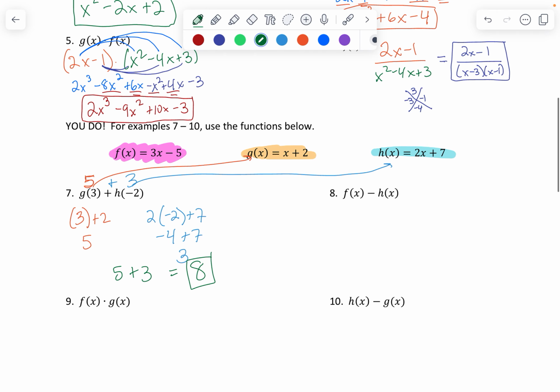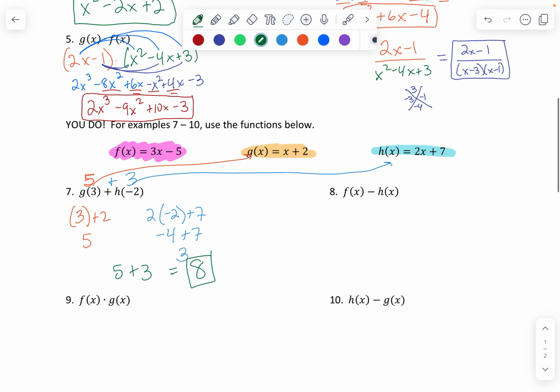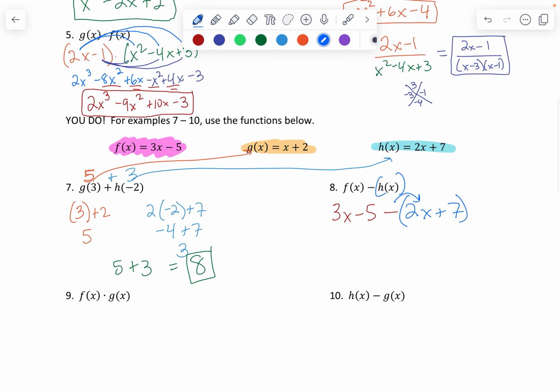Number 8, you were asked to subtract. So that one was like number 4. So if you do the f function, that was 3x minus 5, and then minus the h function. Just remember when you subtract, you have to put that second one in parentheses always because you're subtracting the whole thing, not just the first term. Distribute the negative, and then combine like terms. So 3x minus 2x is 1x, and then negative 5 minus 7 is negative 12. Okay, so check that one.